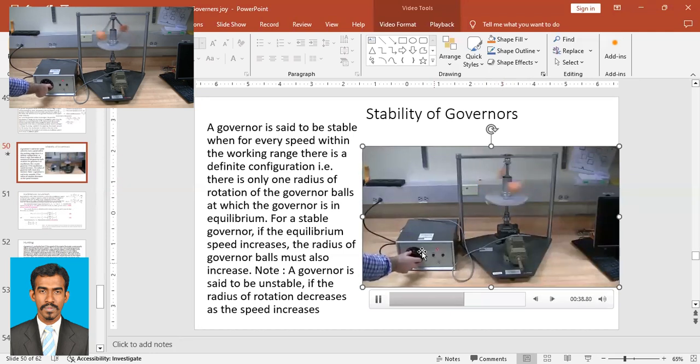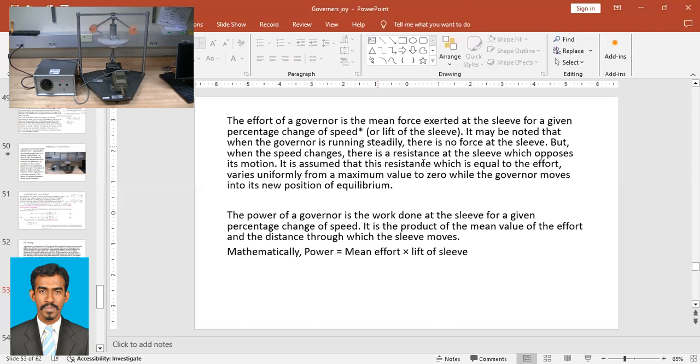But now when the speed changes, the sleeve will either move up or down. To move it up we need some force, and to bring it down we also need some force. How do we provide that force? By the motion of these balls. The force which tends to oppose this motion, you see here at the sleeve, is what is called the effort. It is assumed that this resistance, which is equal to the effort, varies uniformly from a maximum value to 0 while the governor moves into its new position of equilibrium. So this is what is called the effort of the governor.